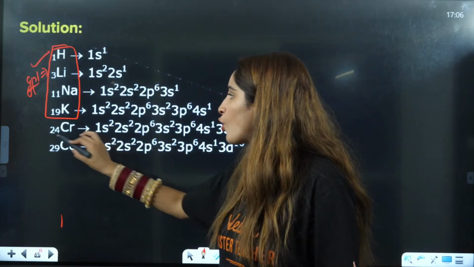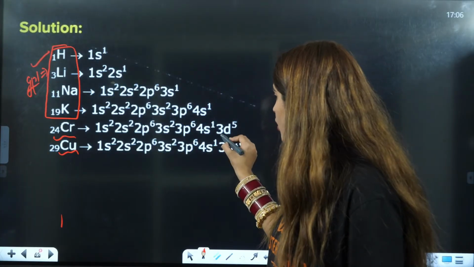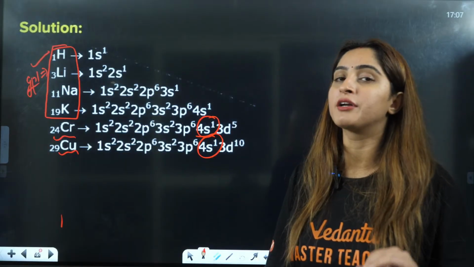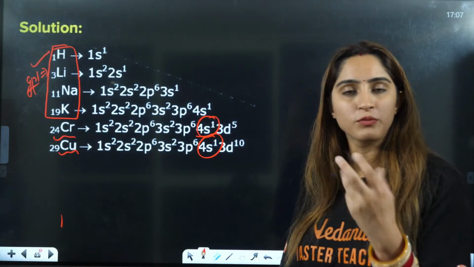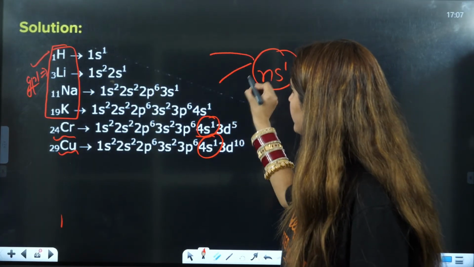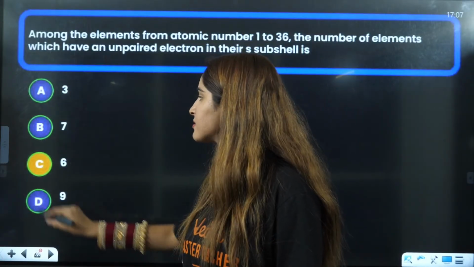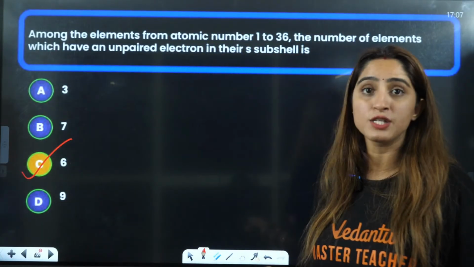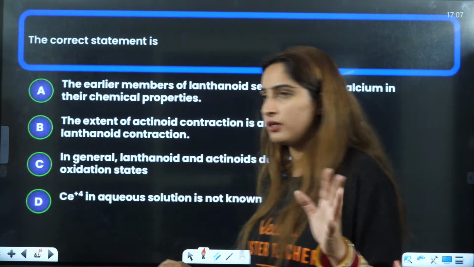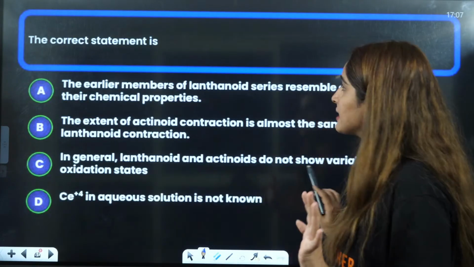Chromium and copper, we know why? Because they have exceptional electronic configuration where you have 4s1 and 4s1; the rest of it does not have an ns1 electron. That is only there in these many cases. So it is 1, 2, 3, 4, 5, 6. So the answer is going to be 6 elements from 1 to 36 which have ns1. It's also a very doable question that can be there in your exam, right?